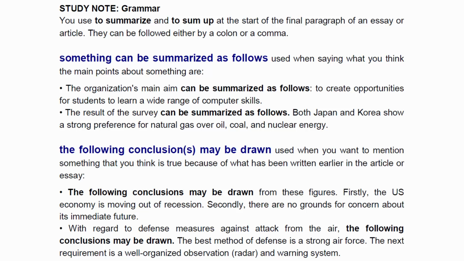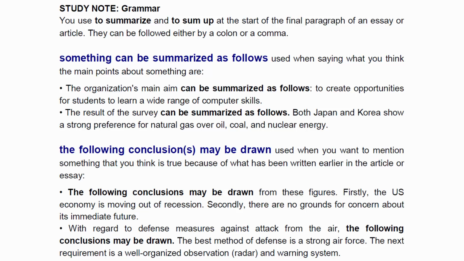Now, this is going to be something different. So, the organization's main aim can be summarized as follows, then colon, to create opportunities for students to learn a wide range of computer skills. The result of the survey can be summarized as follows: both Japan and Korea show a strong preference for natural gas over oil, coal, and nuclear energy.